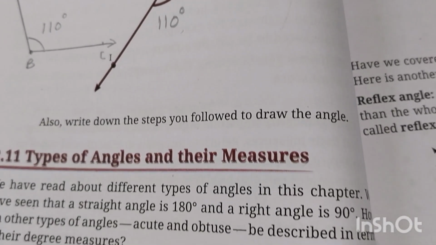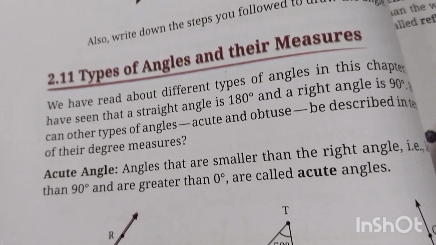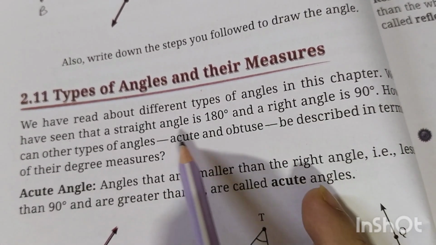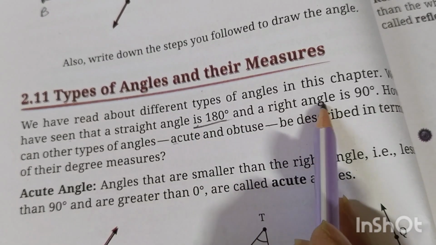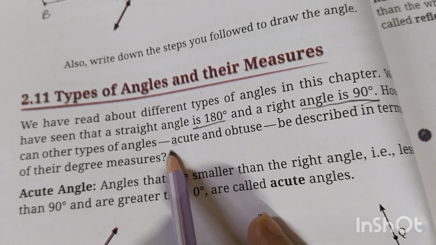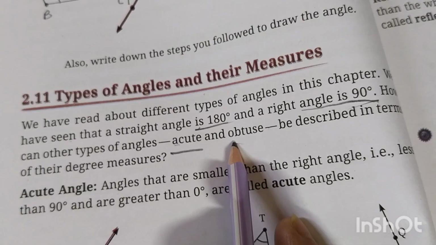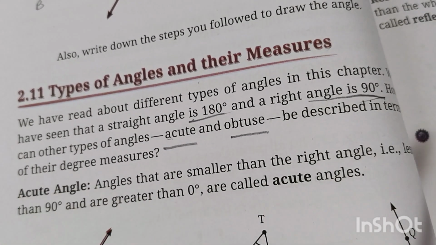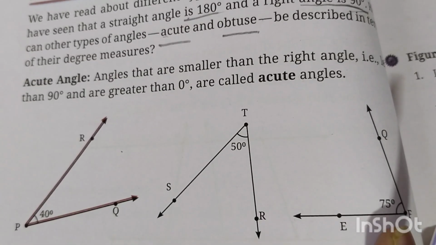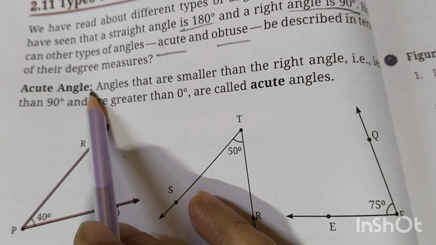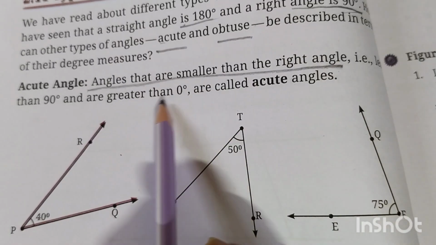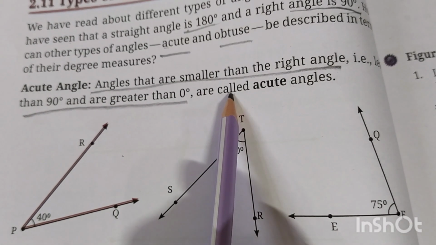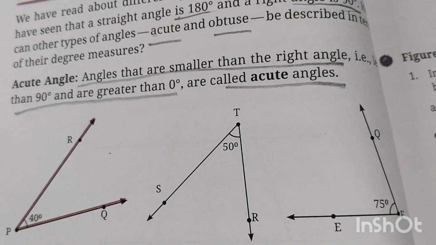Now next is types of angles and their measures. Straight angle 180, right angle 90 degree, less than 90 acute, more than 90 and less than 180 obtuse. So what is an acute angle? Again I am explaining to you: angles that are smaller than the right angle, less than 90 degree and greater than 0 degree, are known as acute angles.